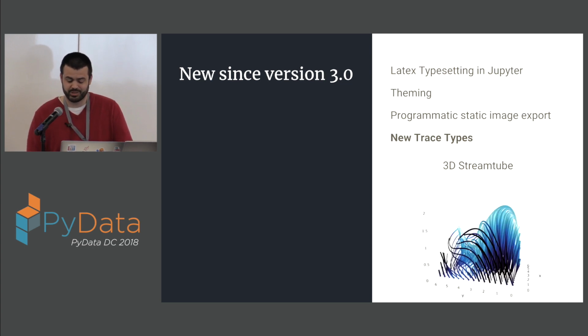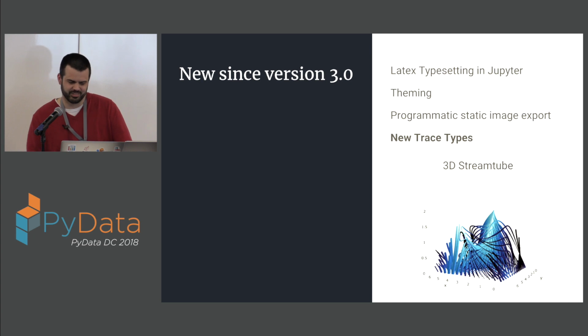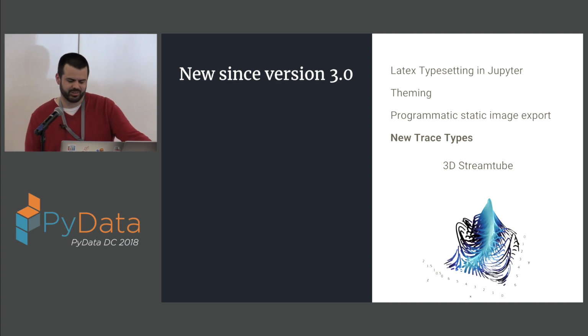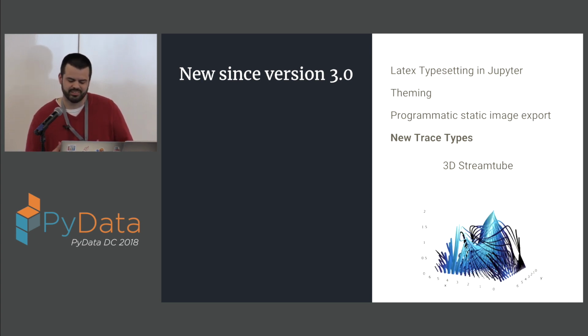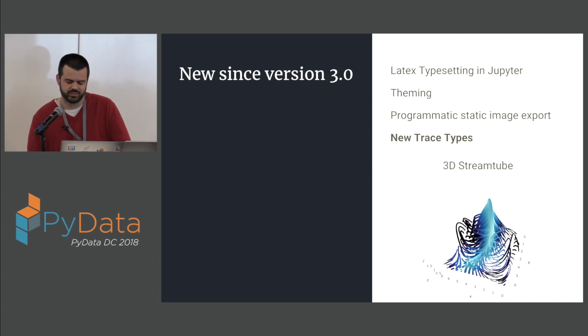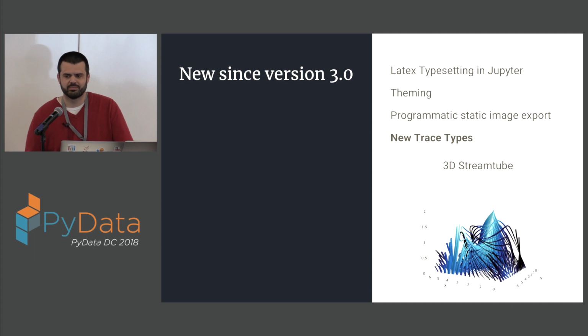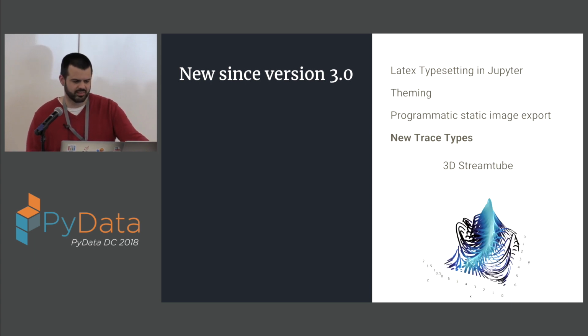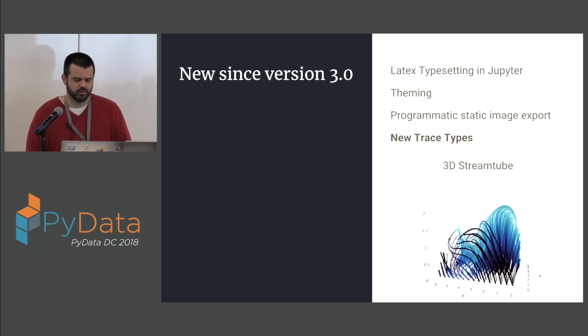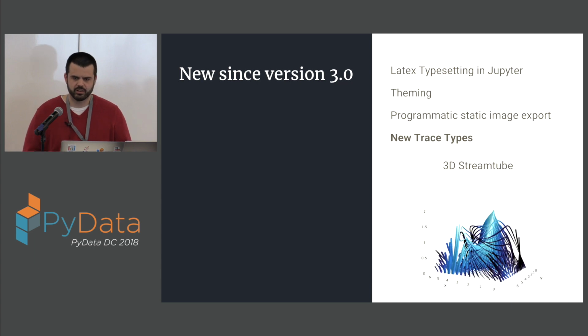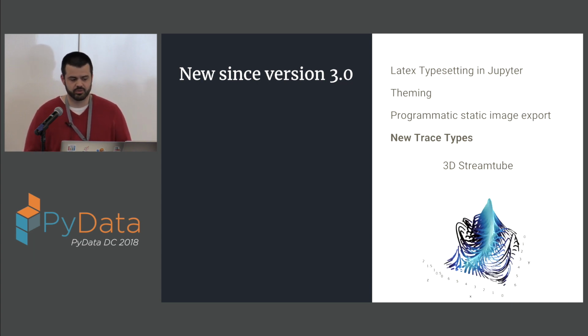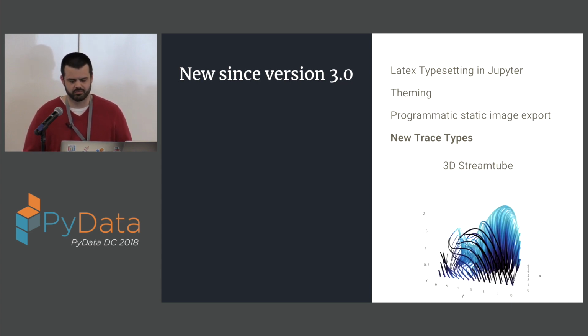And then finally, a 3D stream tube chart type. This is a really nice way to look at continuous flow spaces. You can look at these stream tubes to understand the flow of a continuous space. And these two new 3D chart types complement the existing support that we already have for WebGL accelerated 3D scatter traces, 3D lines, 3D surfaces, 3D meshes, and 3D ribbon charts, or ribbon surfaces.